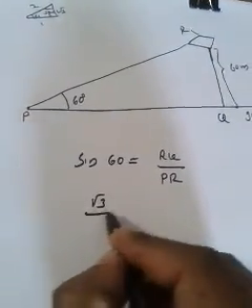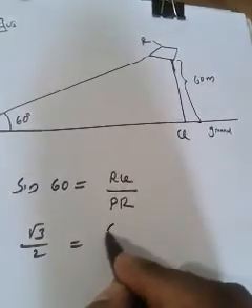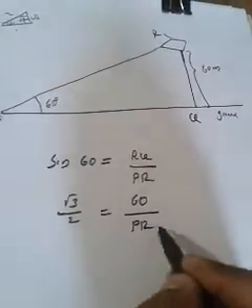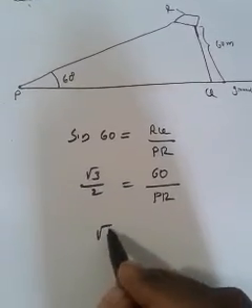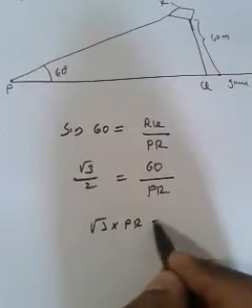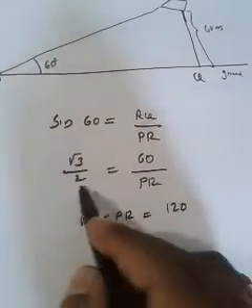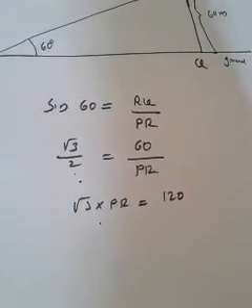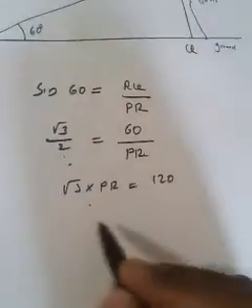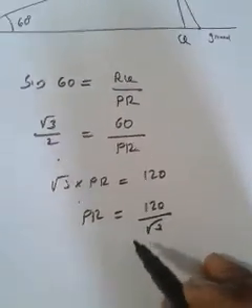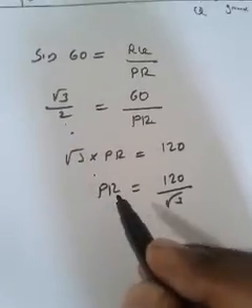So root 3 by 2 equals RQ by PR. RQ is given as 60, and PR we have to calculate. When you cross multiply, it will be root 3 into PR is equal to 2 into 60, which is 120. You may have understood. Any problem? No. Then what is PR now? PR is nothing but 120 by root 3. 120 by root 3 will give you the length of the string, that is PR.